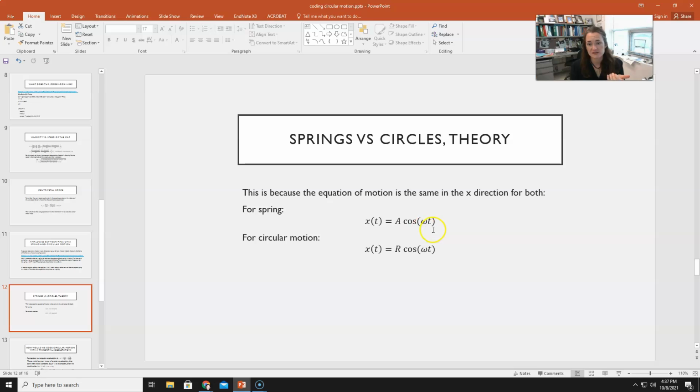If you have a mass in a spring with a phase constant of 0, then you have x of t is equal to a times cosine omega t, where a is the amplitude of oscillation and omega is the angular frequency. And for circular motion, of course, your object would be moving at r cosine omega t. So there's a one-to-one correspondence here, okay, between these equations, and that's why that analogy works so nicely.